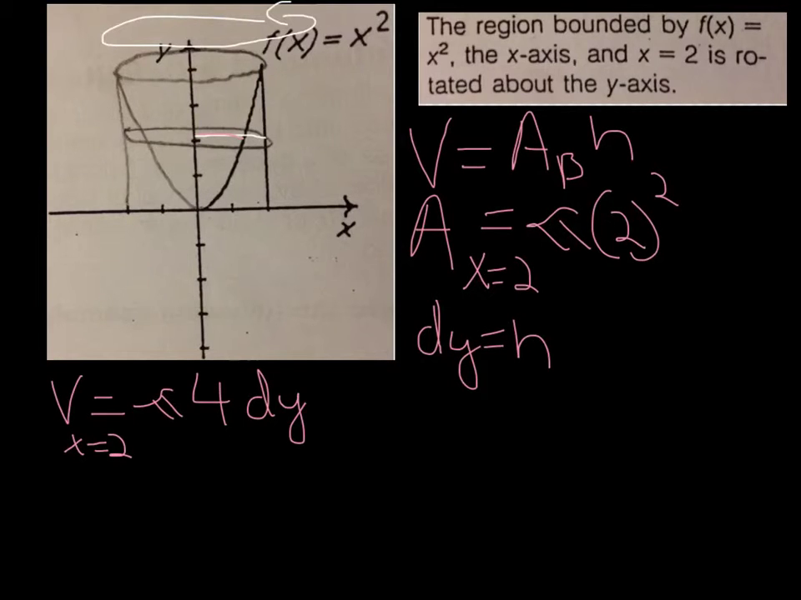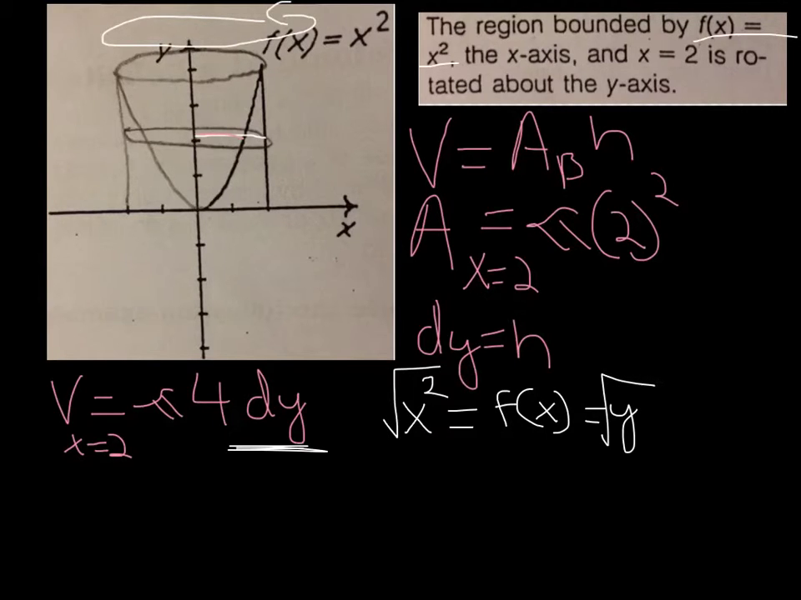Now you may be wondering how we're going to solve it with dy in there, and it's actually quite easy. All you have to do is change all the equations so that you get x equals a function. So for f of x equals x squared, we have to solve it so that we get x equals a value. So it's going to be x squared equals f of x, which equals y. So you can square root both sides, and you get x equals the square root of y.